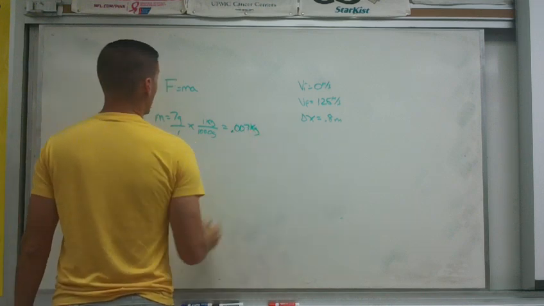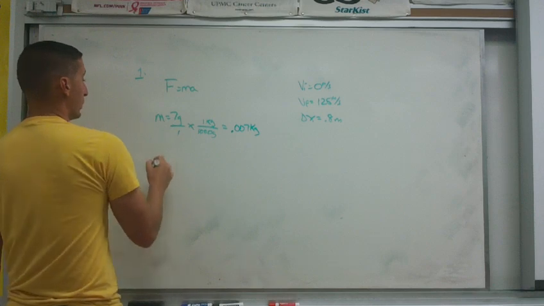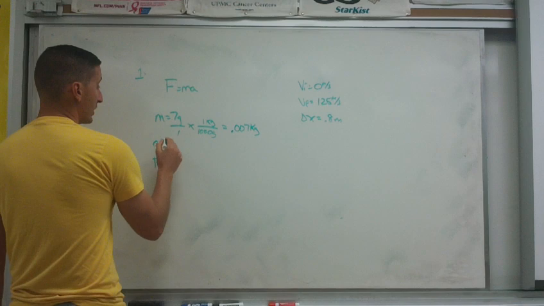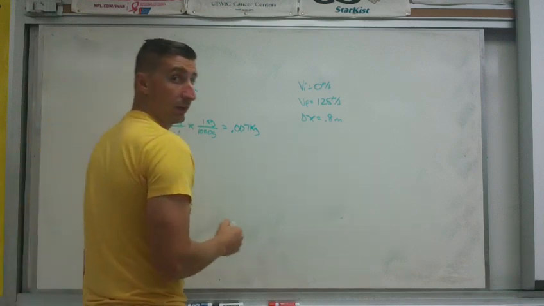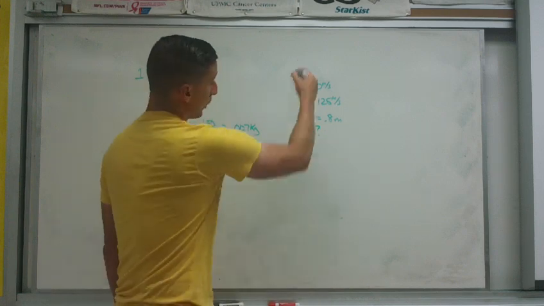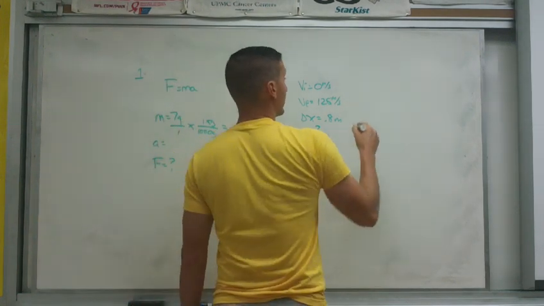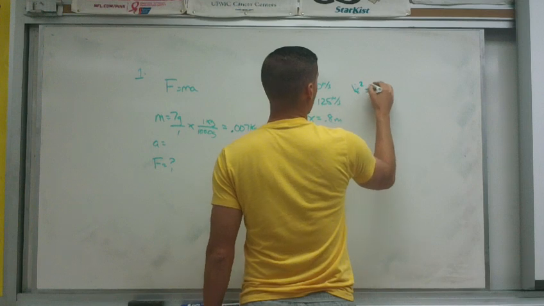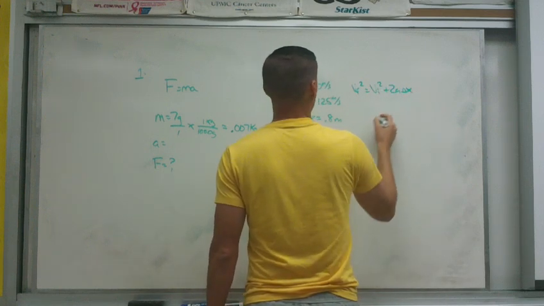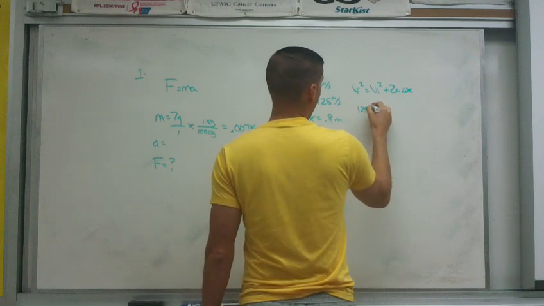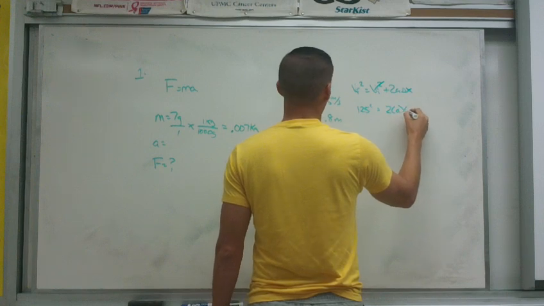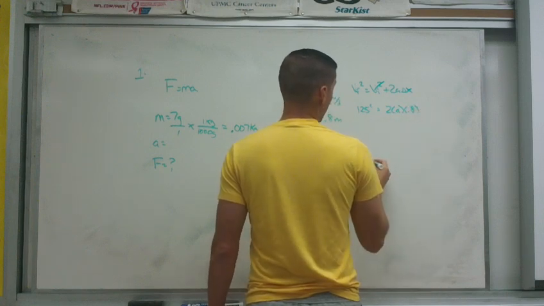kilograms. It should make sense that if I'm looking for force, right, it says what force, I need acceleration here so I can find force. Well, I can find acceleration using my one-dimensional motion. I look at my variables, I figure out that I'm going to use Vf squared equals Vi squared plus 2a delta x. Vf is 125 squared, Vi 0 goes away, 2a is what I'm looking for, delta x is 0.8.